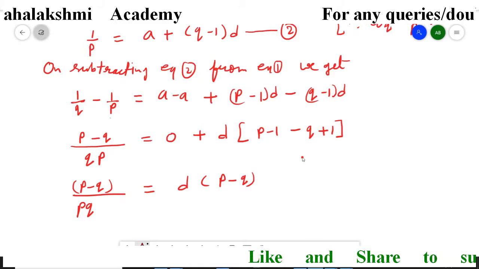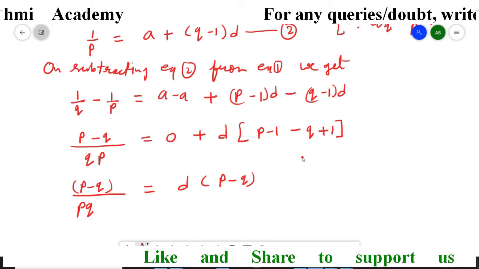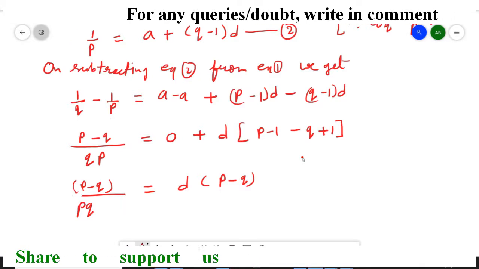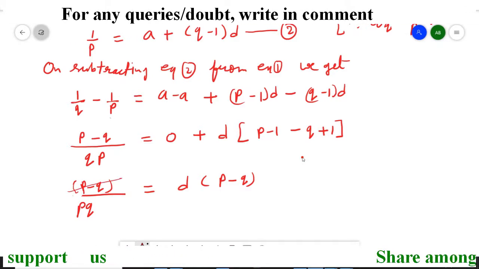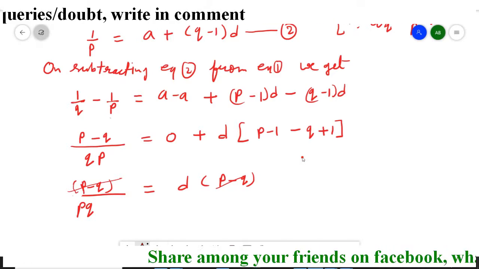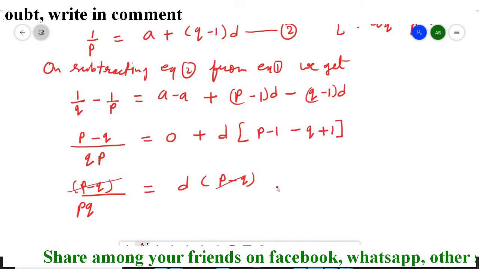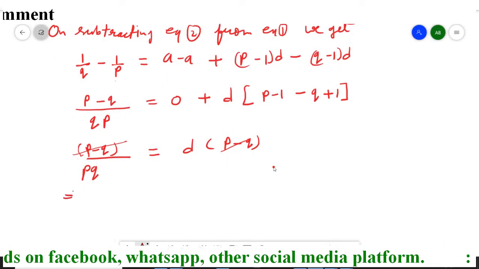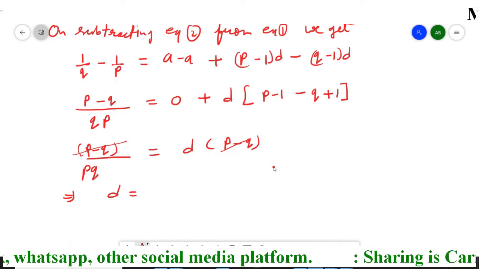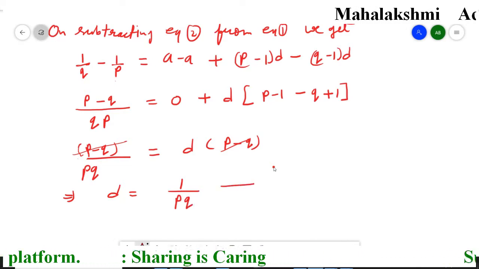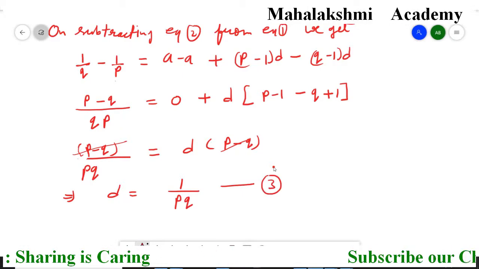Now this p minus q and p minus q will cut, so it's p here, so they will cut here, so we remain with, now we'll get the value of d from here, which implies d is equal to 1 upon pq. That's our value of common difference, a very important result.